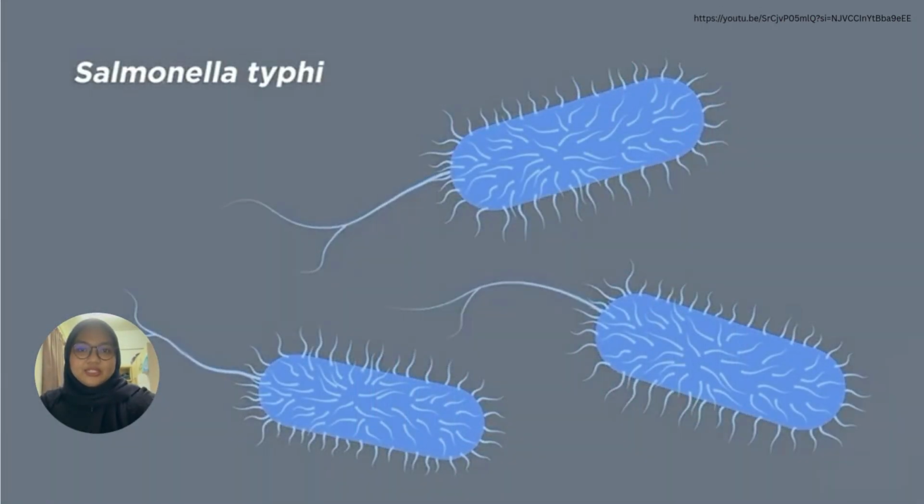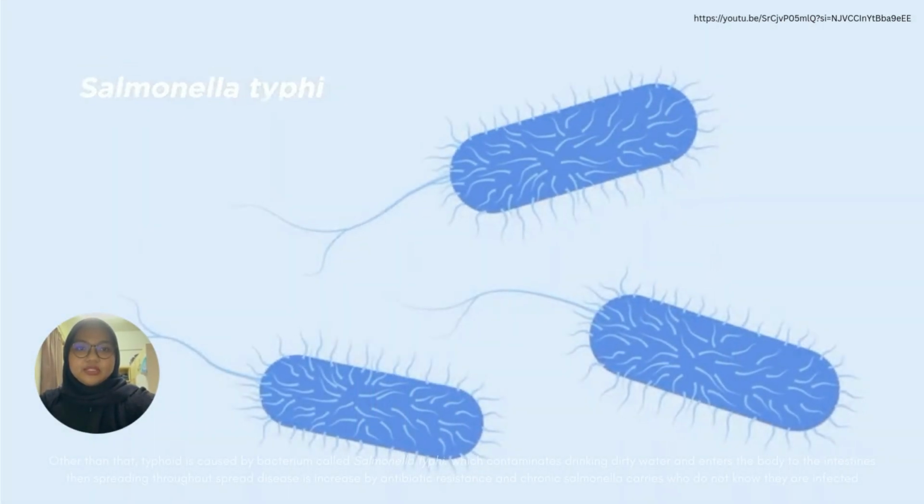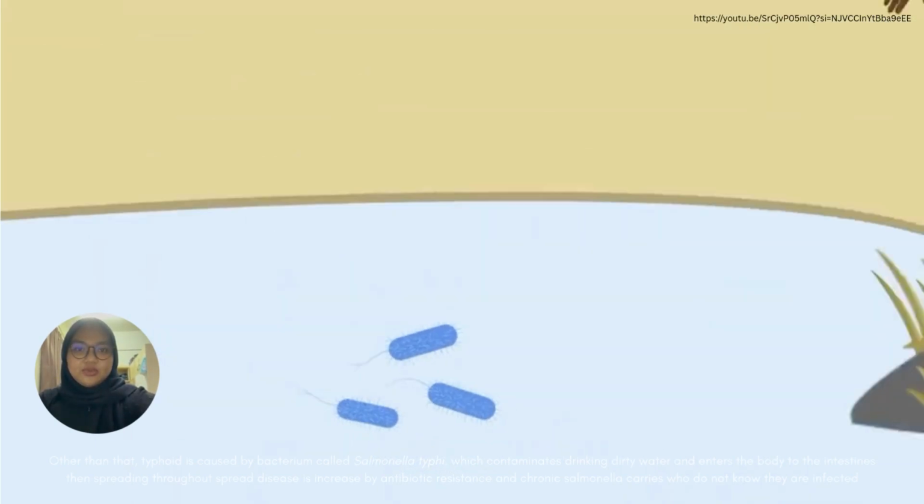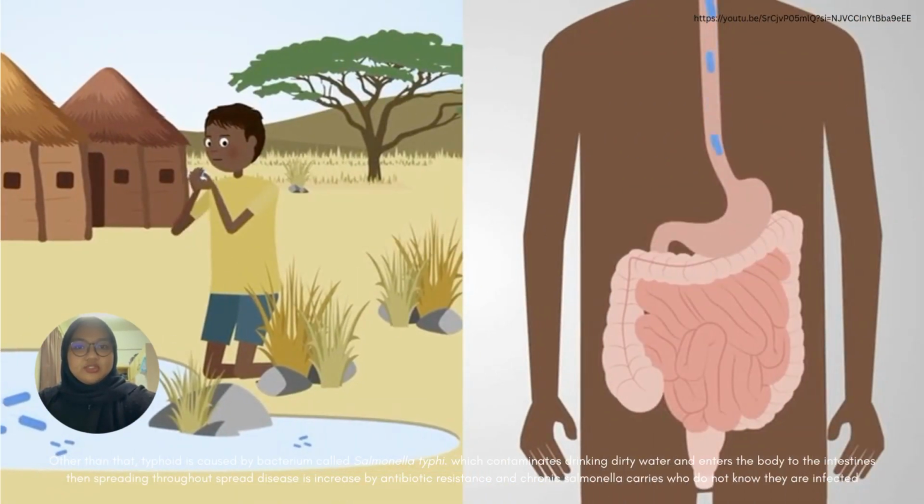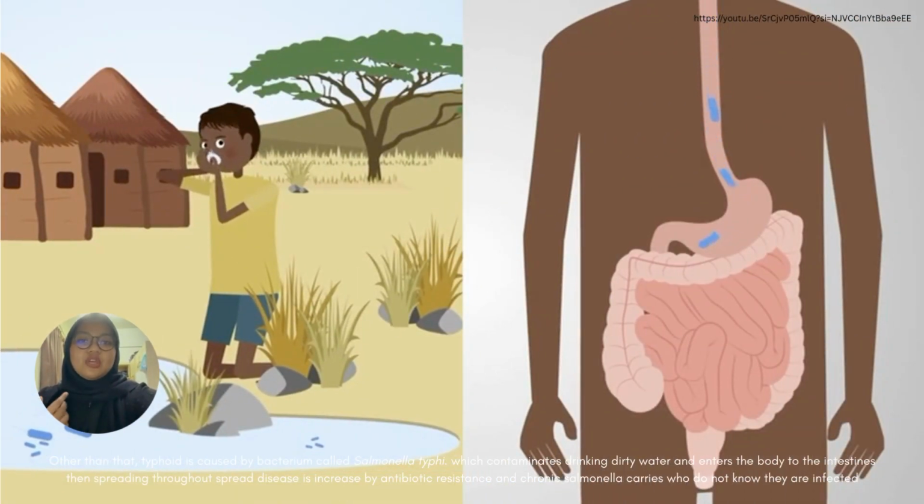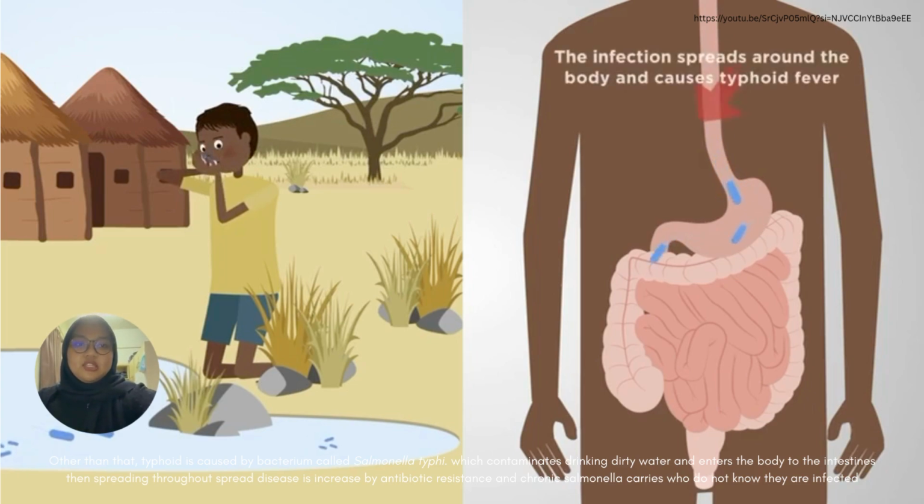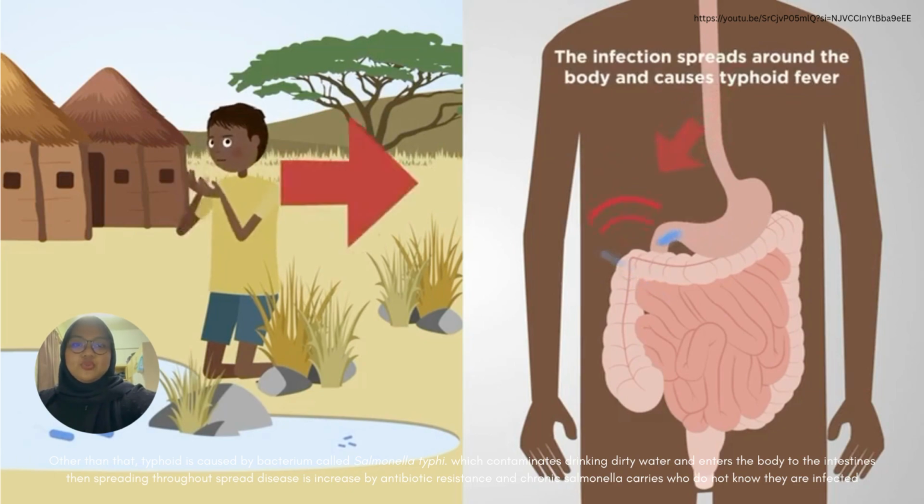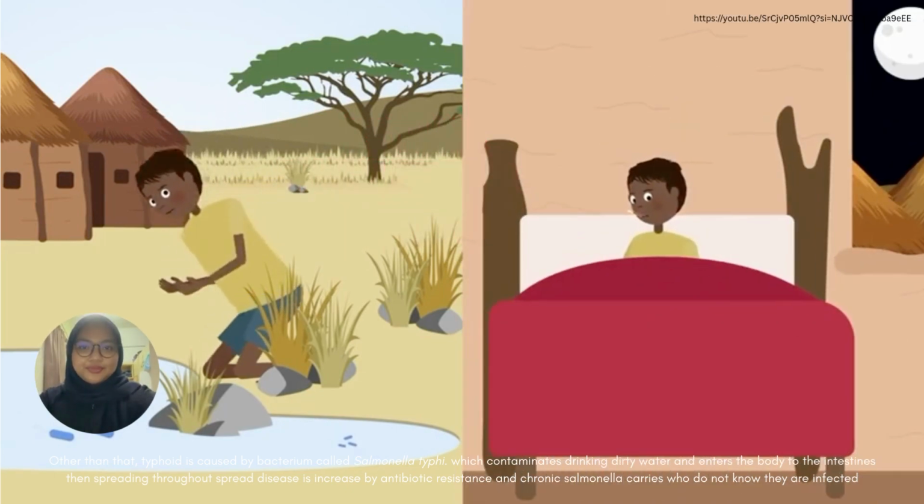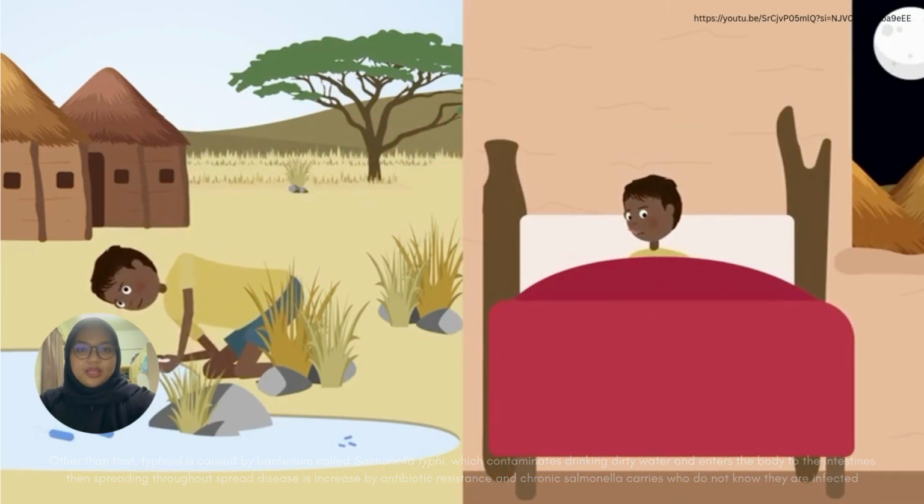Other than that, typhoid is caused by the bacterium called Salmonella typhi, which contaminates drinking water and enters the body through the intestines, then spreads throughout. The spread of disease is increased by antibiotic resistance and chronic Salmonella carriers who do not know they are infected.